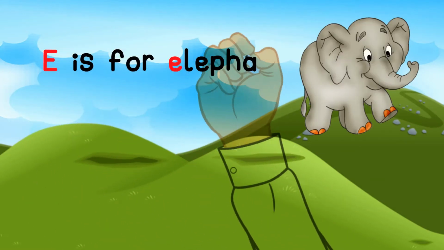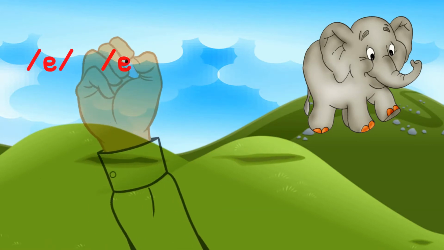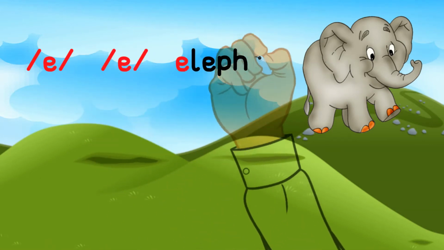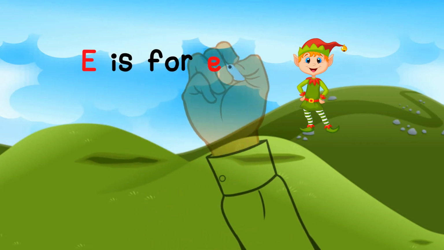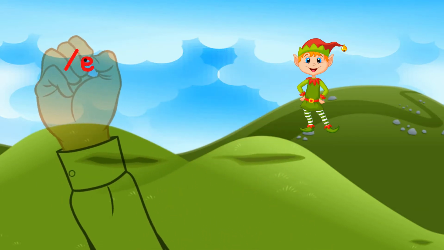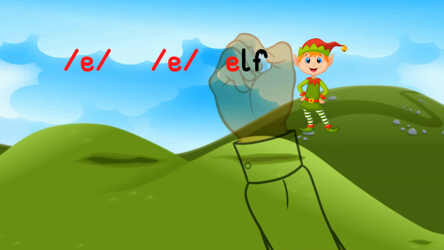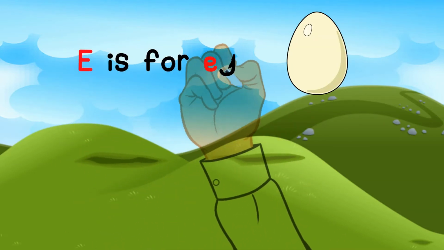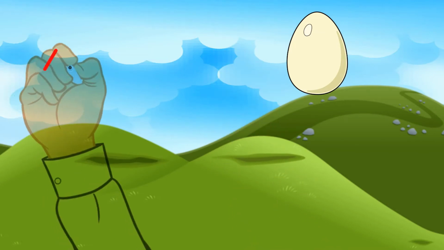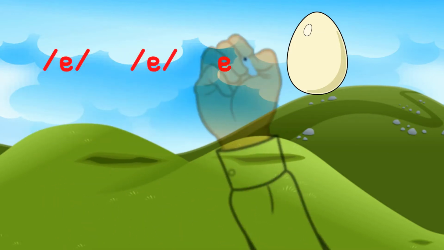E is for elephant. Elephant. E is for elf. Elf. E is for egg. Egg.